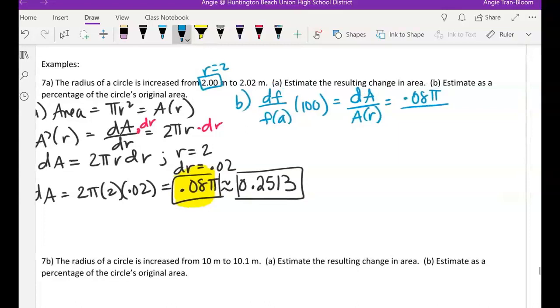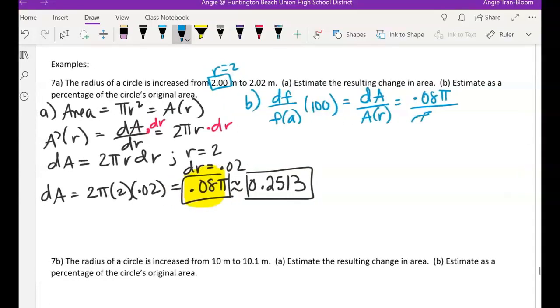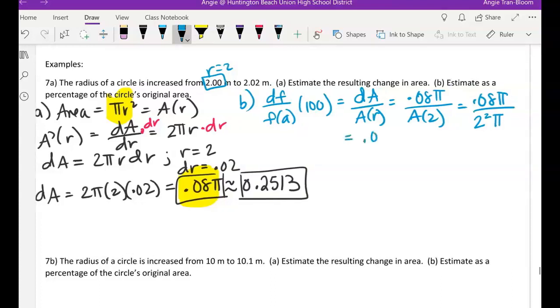A of r, which is really what am I doing? A of 2, maybe I'm just hitting something wrong. Okay. A of 2, which is 0.08 pi divided by, if I plug in 2 squared, because pi r squared is my formula, times pi, something is glitchy here with my computer, times pi, that will help me reduce the pi. So I'm going to have 0.08 over 4, and I do need to multiply by 100 to get a percentage. That comes out to be 2%.